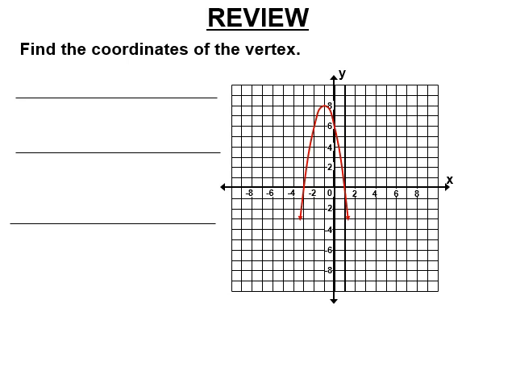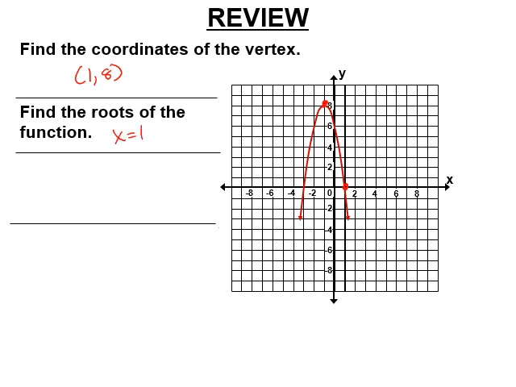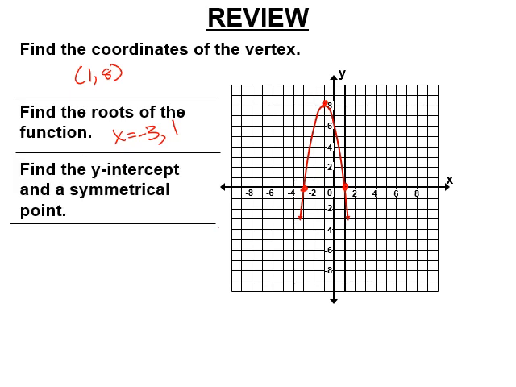The vertex is the highest or lowest point. Its coordinates, in this case, are (1, 8). The roots are located at x equals 1 and x equals -3. On the test, I'm going to ask you to put the lower one first, that way I didn't have to have multiple answers for each one. So you have to know that -3 is lower than 1. The y-intercept is (0, 6).